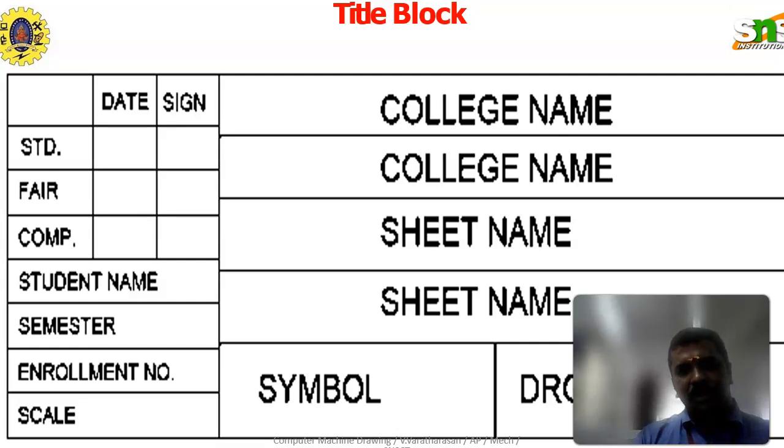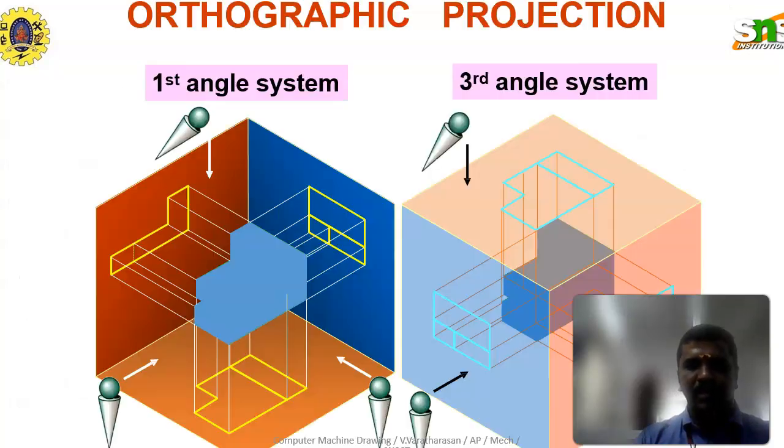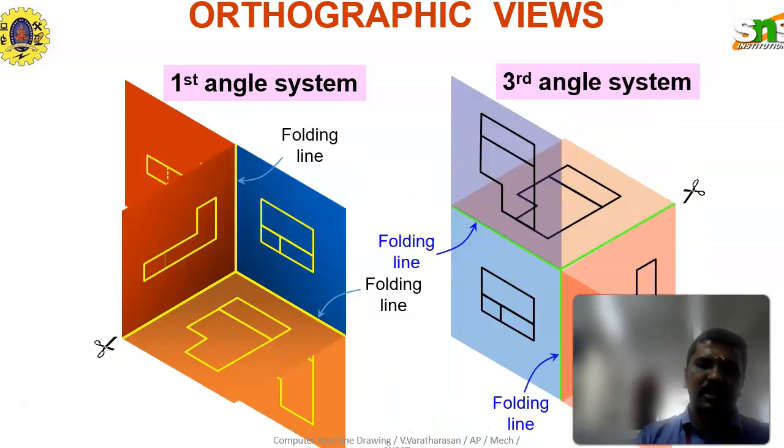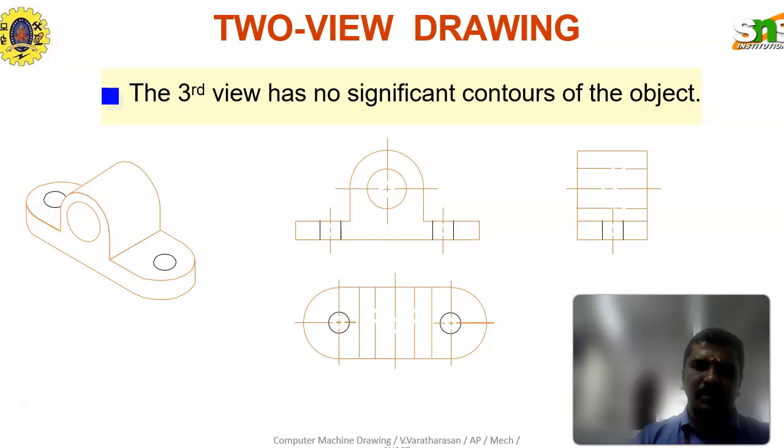How we can fill in the title block details in the drawing sheet, what types of lines we saw, and what the differences are in orthographic projection, what is meant by first angle and third angle projection. These are the things we saw in the previous lecture series. Then we also saw different types of views: top view, front view and side view, right side view and left side view.